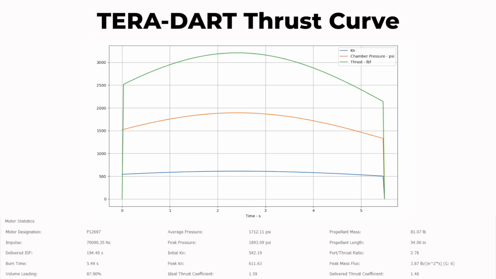Within OpenMotor, a thrust curve was developed as well as chamber pressure and Kn with respect to time. From this graph, it is observed that the maximum thrust achieved by one motor is 3,375 pounds of force. The maximum chamber pressure experienced within the motor is 1,712 psi, and the peak Kn value is 611. Using this OpenMotor simulation, it is determined that 2 of these P 12,697 motors will effectively accomplish the takeoff mission.